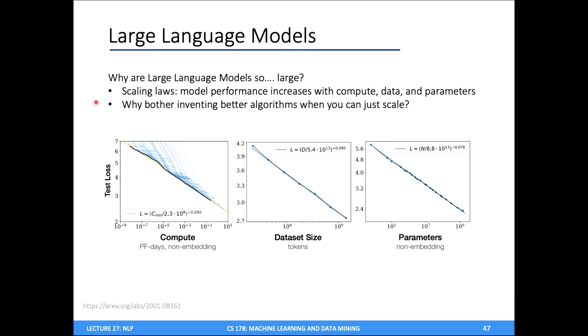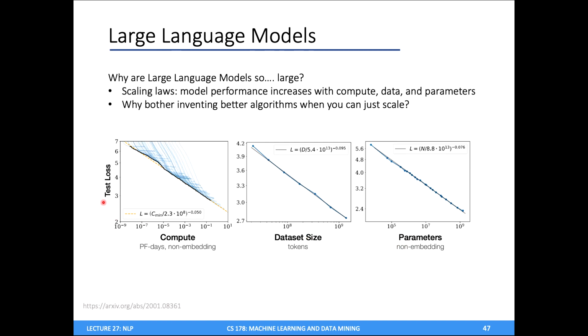So in other words, why should we bother inventing new and better algorithms if we can just scale up what we're already doing and get better and better performance? In each of these graphs here, I'm showing what happens as you increase the amount of compute, i.e. how long you train these models, the size of the data set, and the number of parameters in the model.